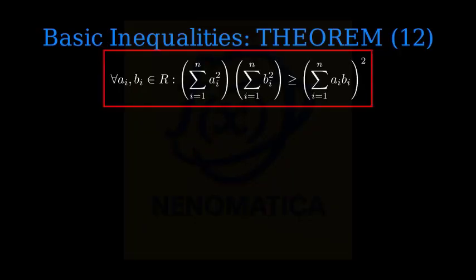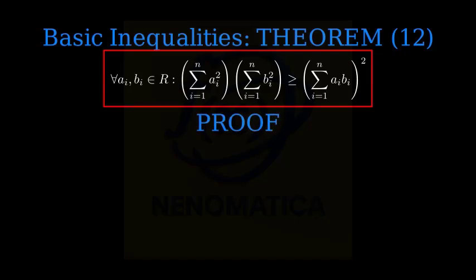For all a sub I and b sub I belonging to the real numbers, the following inequality holds. The sum of squares of a sub I times the sum of squares of b sub I is greater than or equal to the square of the sum of the products a sub I times b sub I. Now, let's go through the proof of this theorem step by step.